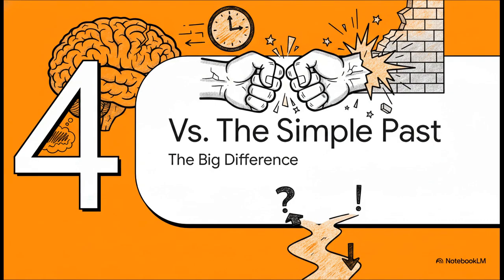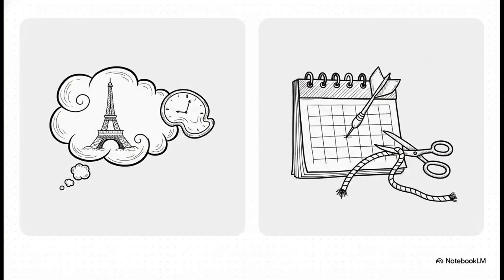All right, on to section 4, versus the simple past. This is the big one, folks, the moment of truth. The difference comes down to literally one single thing: time. With the present perfect, the time is not specific. I have visited Paris. We don't know when, and frankly, it doesn't matter. The focus is strictly on the experience itself.